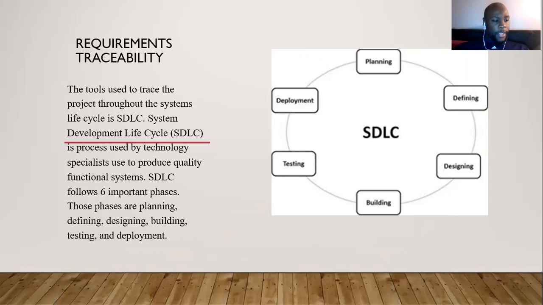In the third stage, you have designing, which is creating the best possible system for the market. In the fourth stage you have building, where development begins and programming and coding begins. The fifth one is testing, which is testing out your product. You're trying out the product before the final product is actually put out.